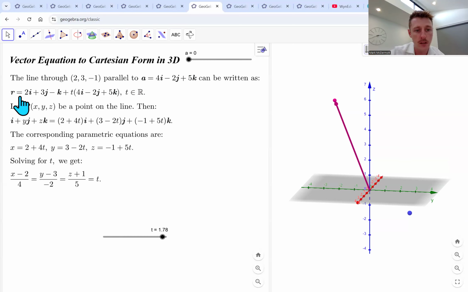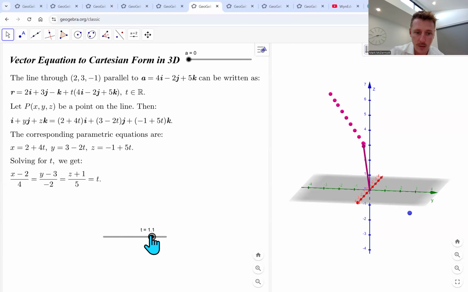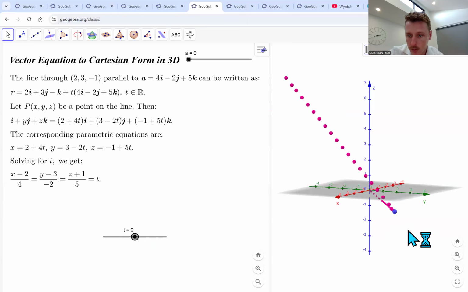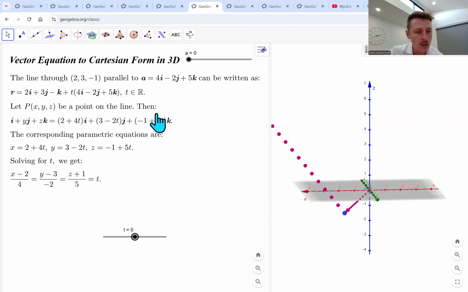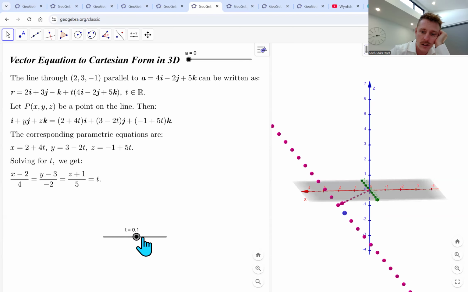So what we end up with is this, just like we said before: we pick a point, so 2i plus 3j minus k. To spoil the game a little bit, this pink vector is the answer, and when t is 0, it will point at that blue point at (2, 3, -1). Then we incorporate t to define the whole line. It needs to be parallel, so it's going to be t groups of 4i minus 2j plus 5k. As we change t, it traces out that whole line, and it goes to the point that we want it to.